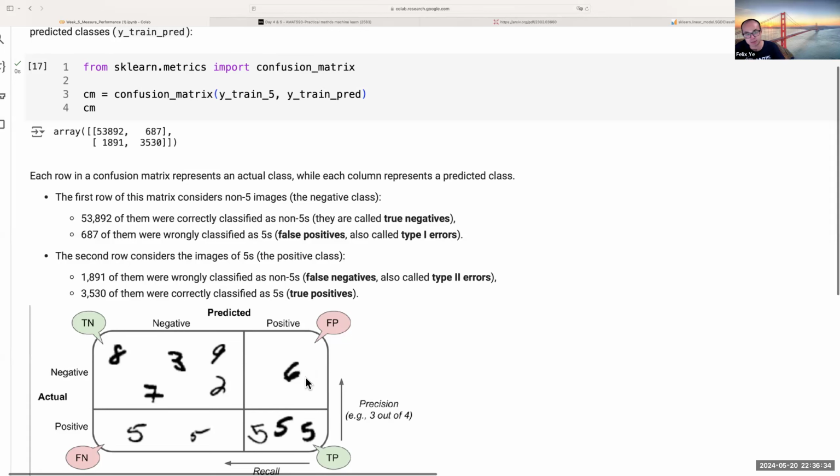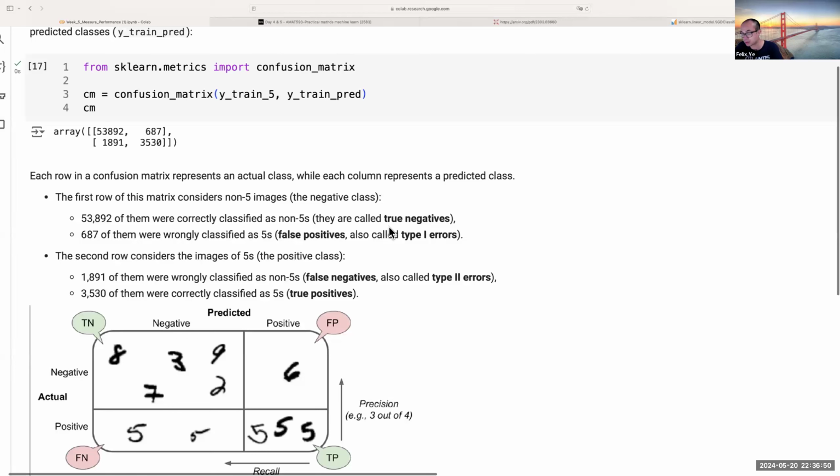So you can see right here, this 6 should be 6, but somehow it's being classified as 5. So this is called false positive. That means we predict it to be positive, but that's a false one. And this is called type 1 error as well.